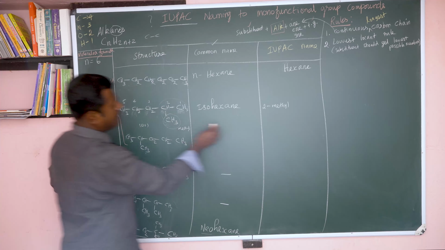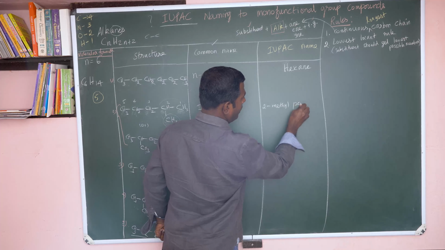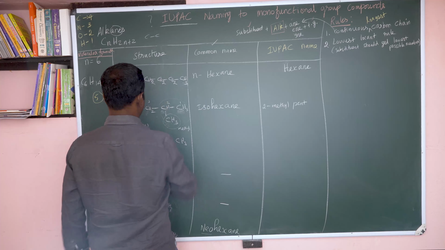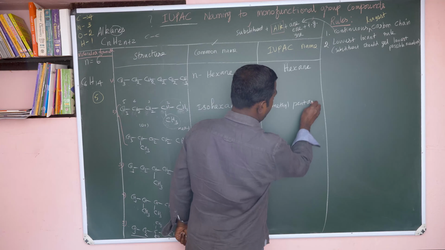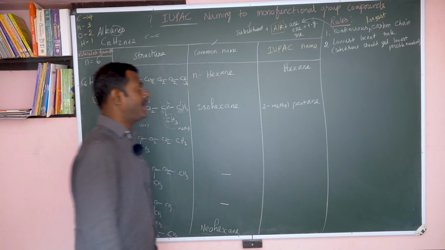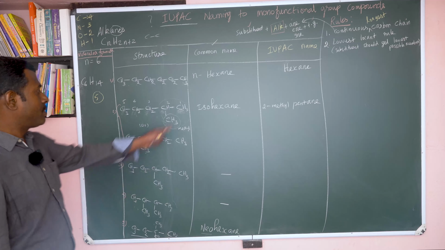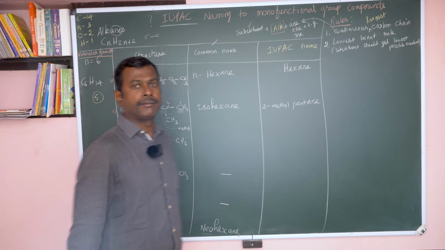The remaining 5 carbons, the root word is pent, and there are only single bonds, so the name should end with ane. So 2-methylpentane. The IUPAC name for isohexane is 2-methylpentane.